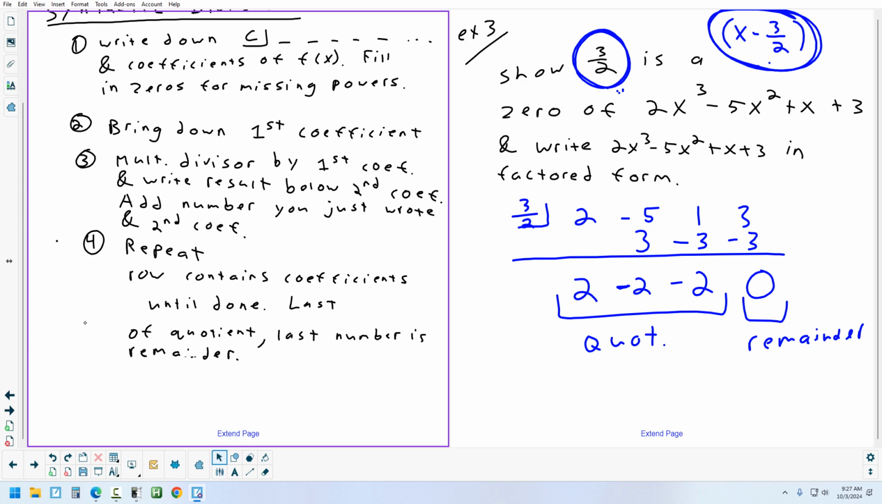I'll fix that. So the last row contains the coefficients of the quotient, and the last number is the remainder. That's what it should look like.